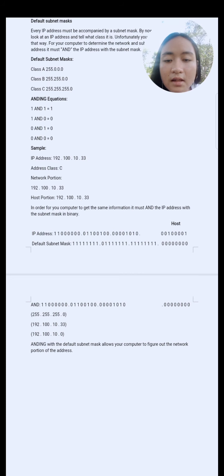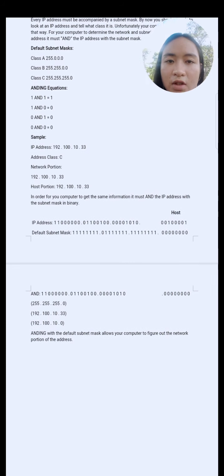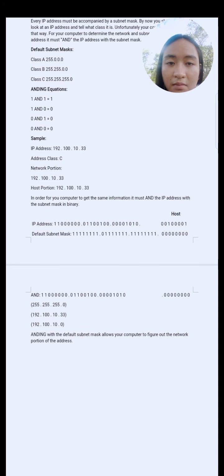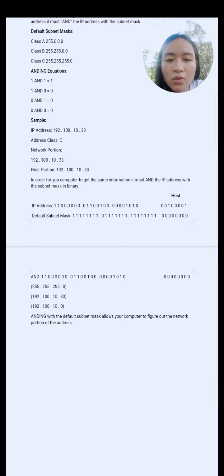So, for example, guys, here is the IP address, then we have the host, then there is the default mask, then we have the end result. So ending with the default subnet mask allows your computer to figure out the network portion of the address.